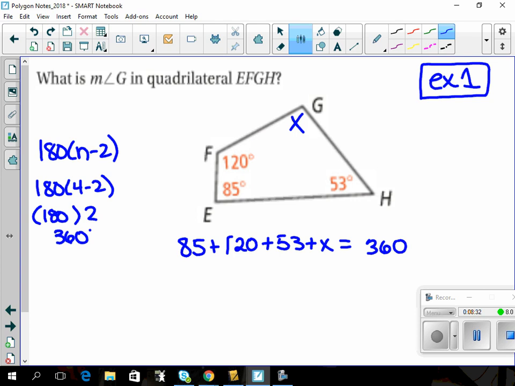Any questions about where the equation came from? Are we good? Equation's good? All of the insides added together. The problems you're going to have to do today and turn in, the algebra will be a little bit more difficult. I realize some of us can do this one in our head. Not all of us, but some of us can.